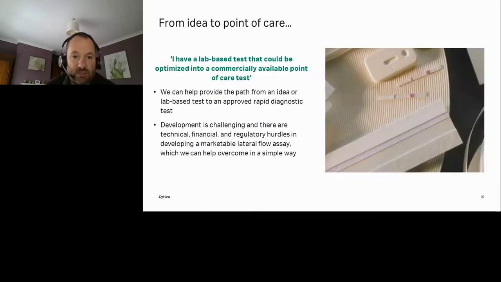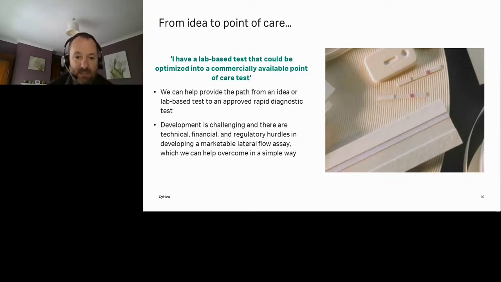So that's why I'm going to go into the next part of the presentation, going from these 6 concepts, taking you through a process where at Cytiva, we try and support you. We'll partner with companies to go from an idea to a point of care test. So the comment on here is, I have a lab-based test that could be optimized into a commercially available point of care test, but people don't know how to do that, or they don't know where to turn for advice or for support. We have this service which can help provide the path from an idea or a lab-based test to the approved rapid diagnostic test.